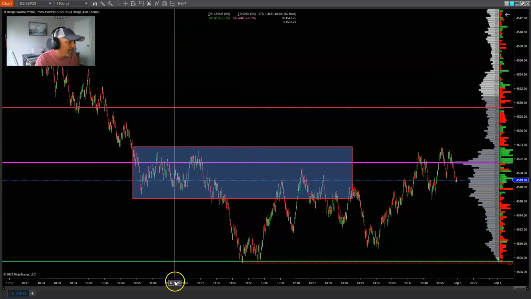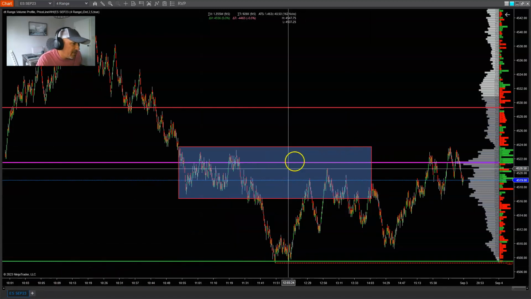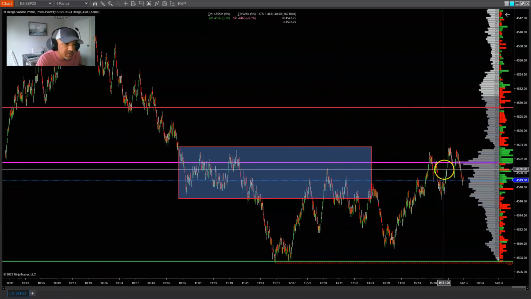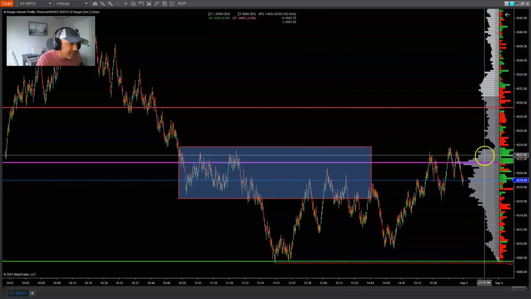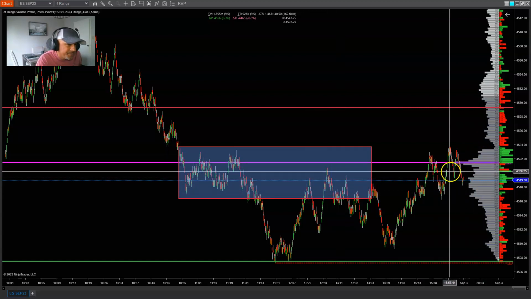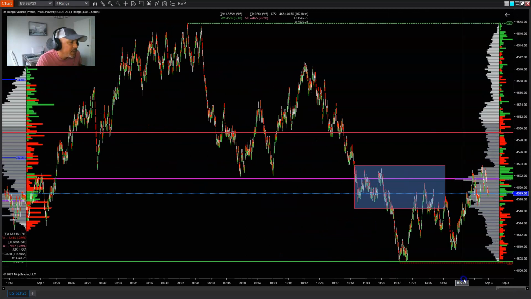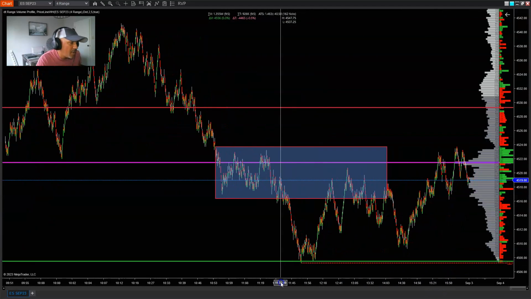Okay, let's see here. So if we look to take a short in this area right here, we look over to the right hand side, in the volume profile. It looks like we're in the middle of a high volume area right here, but that's because price has taken into consideration the whole trading day's worth of volume, okay?